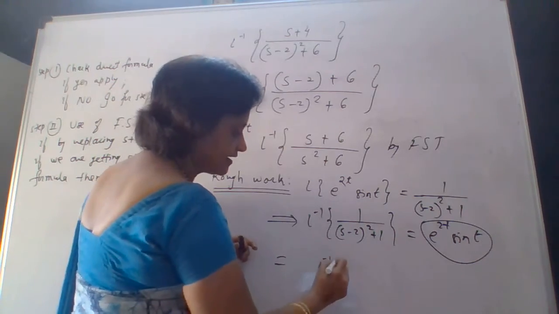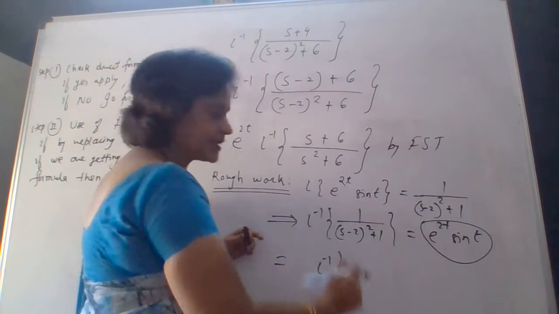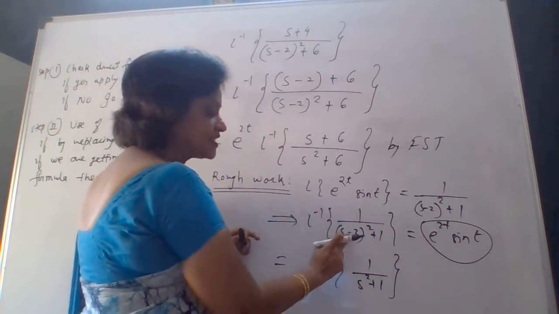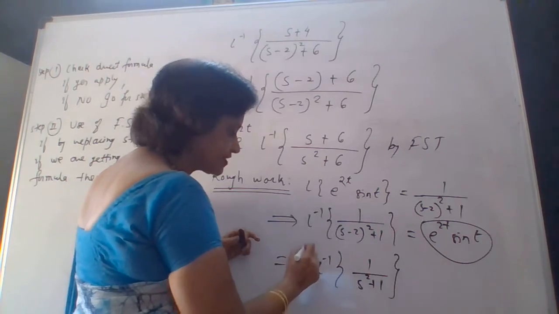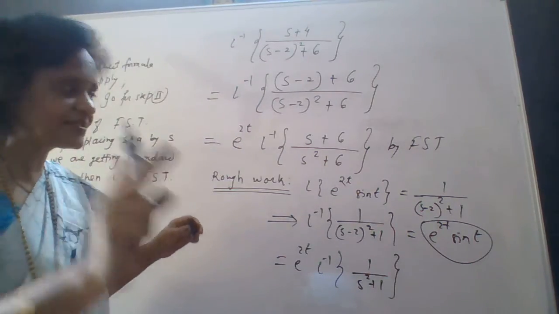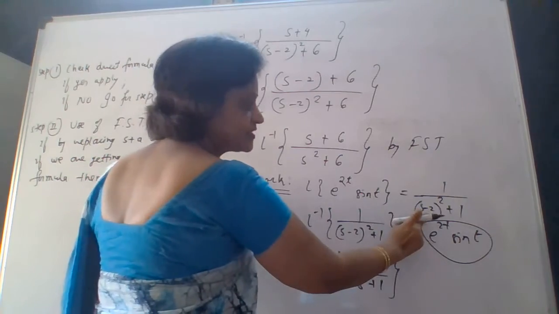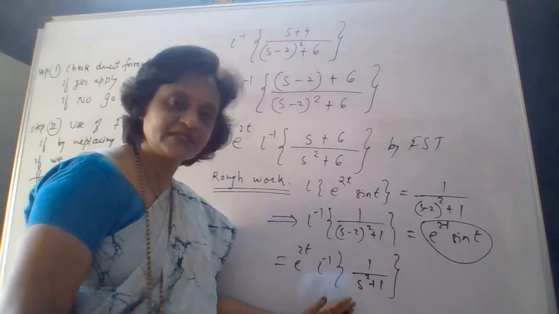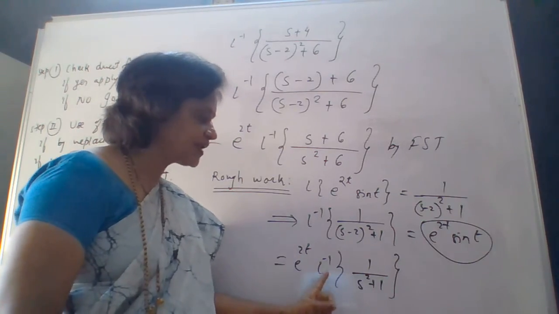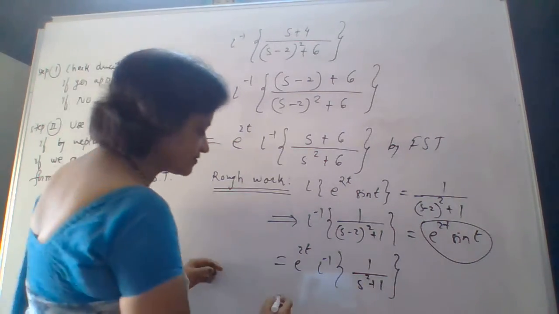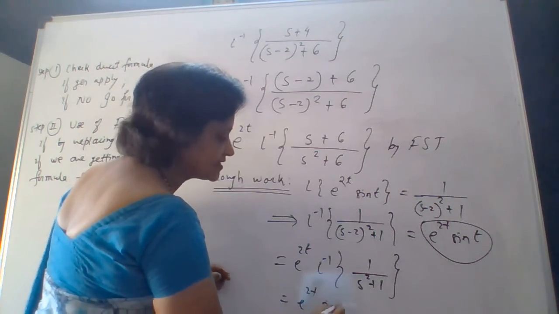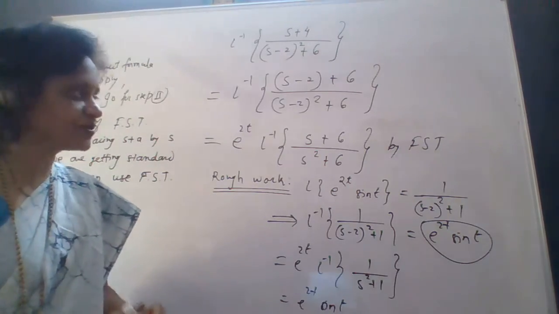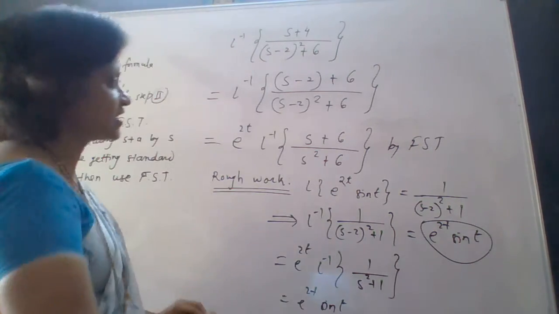As I said, s minus 2 I am replacing by s. So it is s square plus 1. The moment I am replacing s minus 2, I have to write here e raised to 2t. First shift always opposite sign. What is e raised to 2t? It is s minus 2. So I am just reversing the steps. So I got e raised to 2t, L inverse of 1 upon s square plus 1, which is e raised to 2t sine t. So I got this answer. This was just a simple example to understand first shift, and that's the logic I have used here.